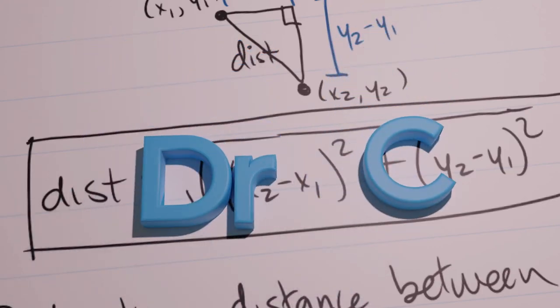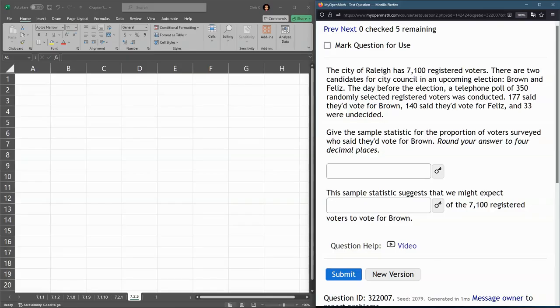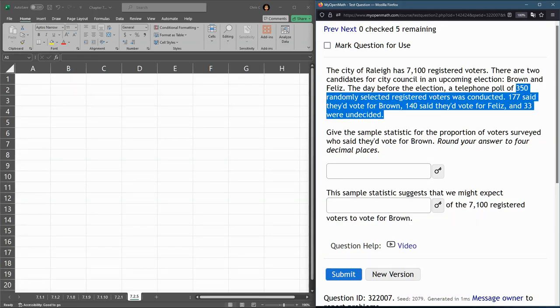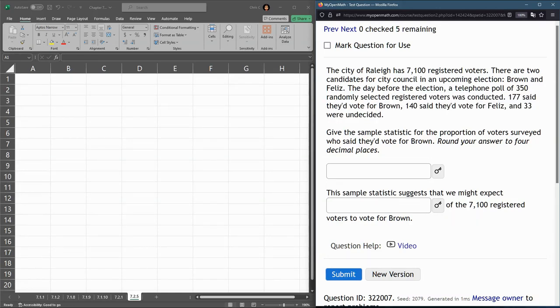In this question, we have a bunch of voters and we have some information on a sample right here. So there was a telephone poll of 350 randomly selected registered voters. 177 said they'd vote for Brown, 140 for Feliz, and 33 undecided. I think the question doesn't actually tell you the total, but if I add those three numbers together, I will get 350.